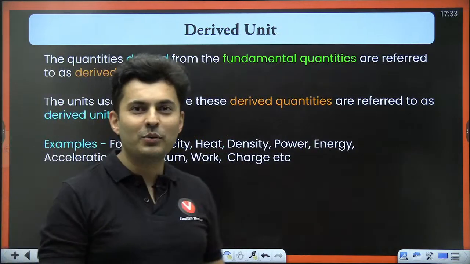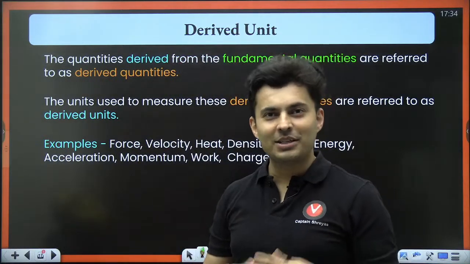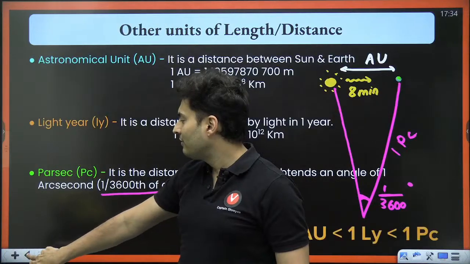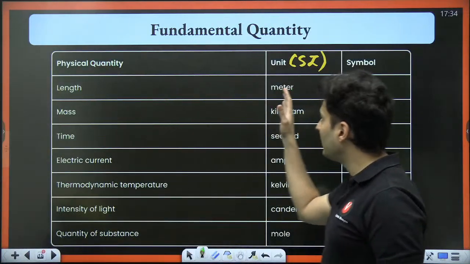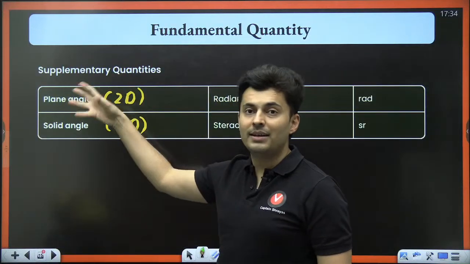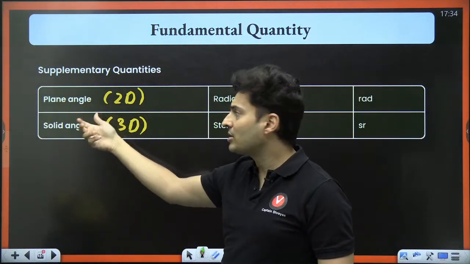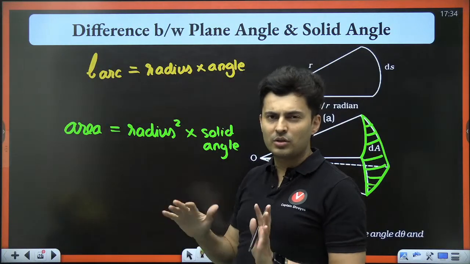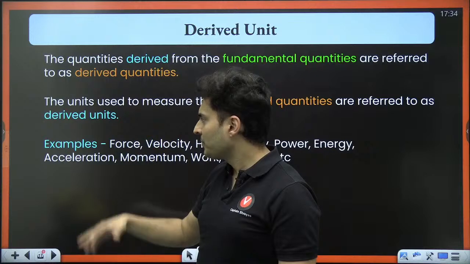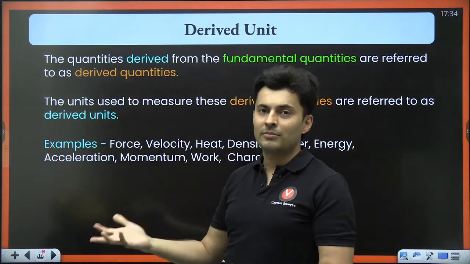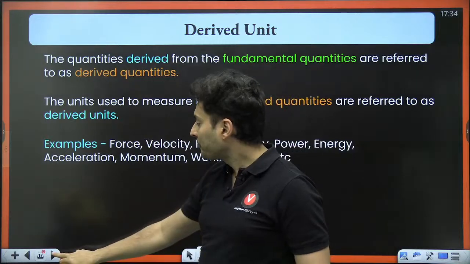Let's come to derived units. We discussed all the 7 fundamental quantities, their SI units, their symbols. We also discussed the supplementary, the auxiliary, the additional units, plane and solid angle. Remember, they are just there for theory purpose. You will not get questions on it as such, but you might get direct theory questions. The auxiliary units are angle, solid angle, etc.